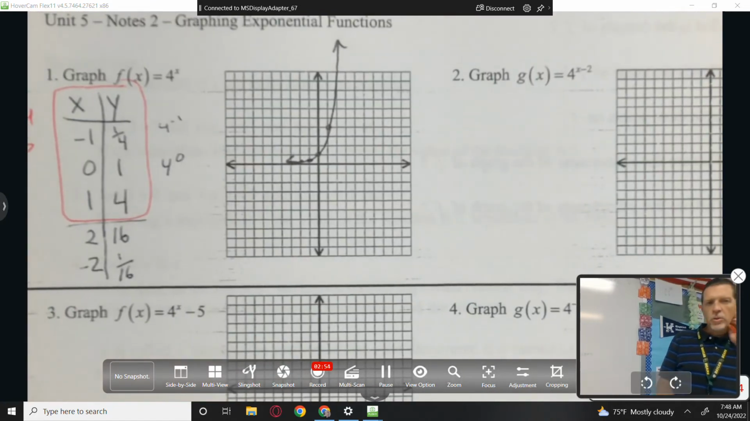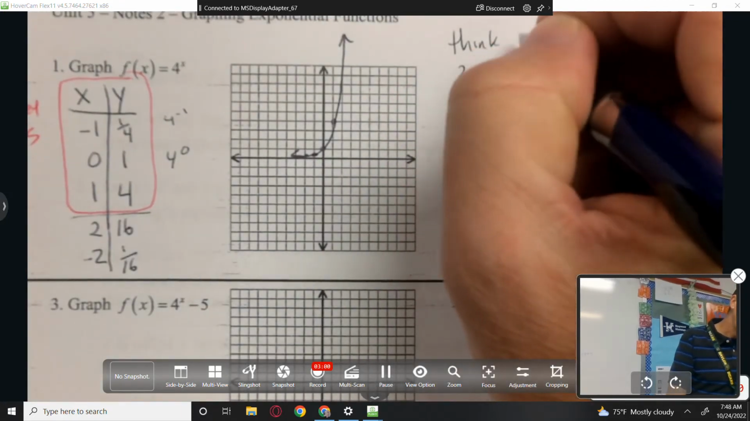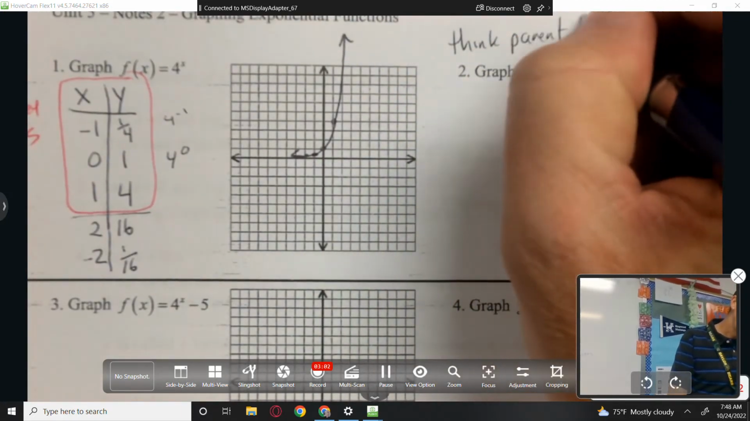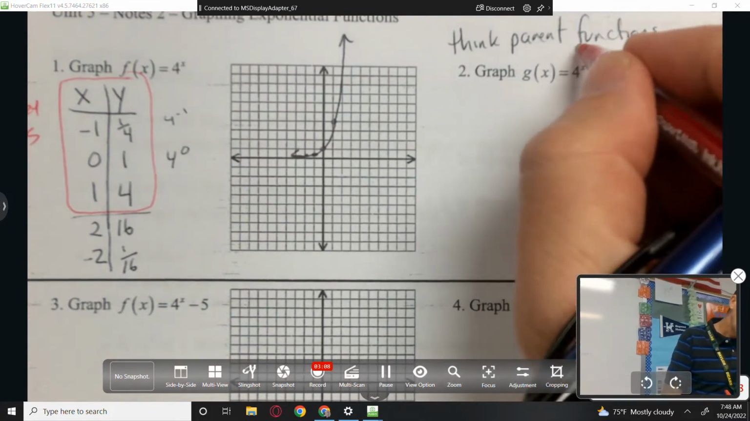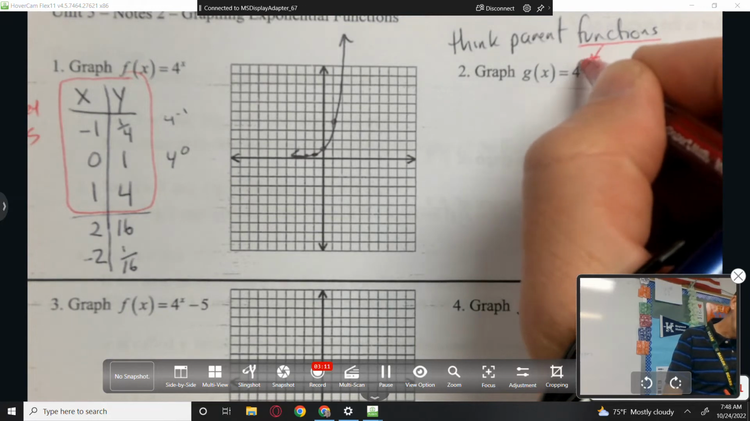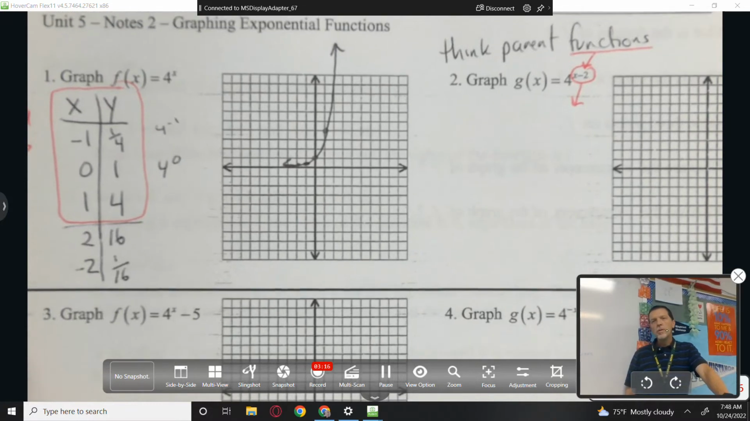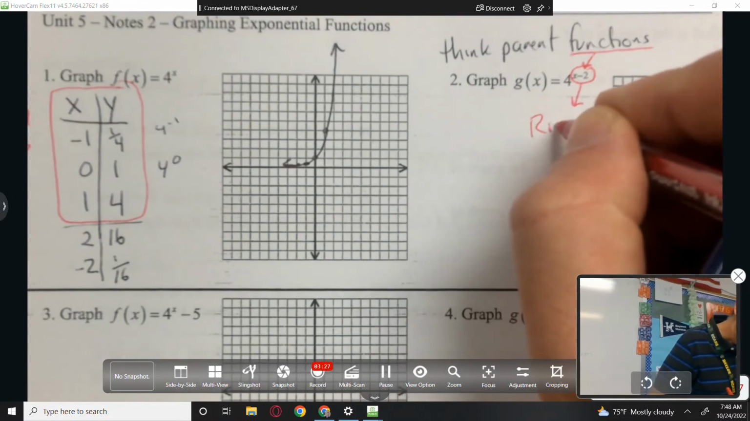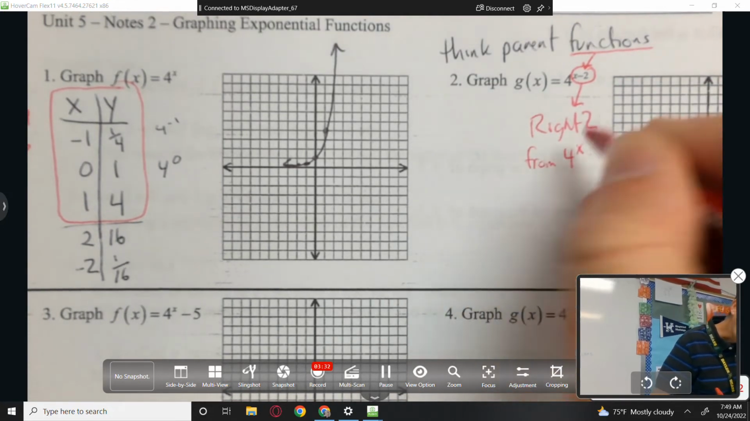Now for number 2, let's use our parent function knowledge. Even though we haven't done one of these before, tie it to something we do know. When you see x minus 2, what does that usually do to the graph? Move it 2, which way? To the right. So we'll move it right 2 from 4 to the x.